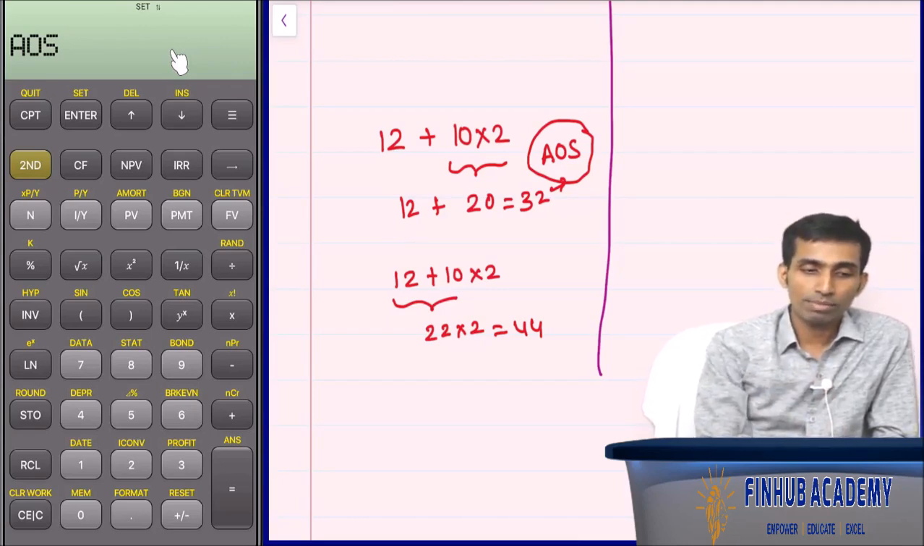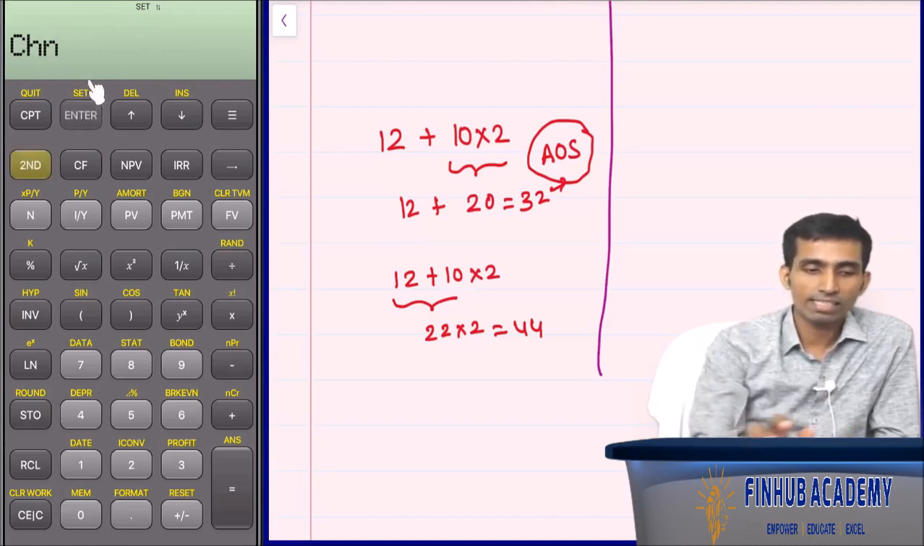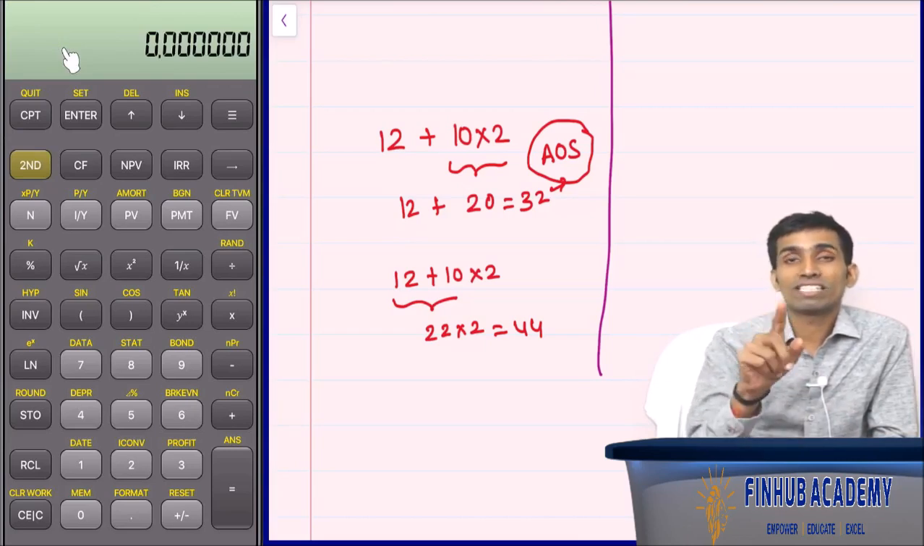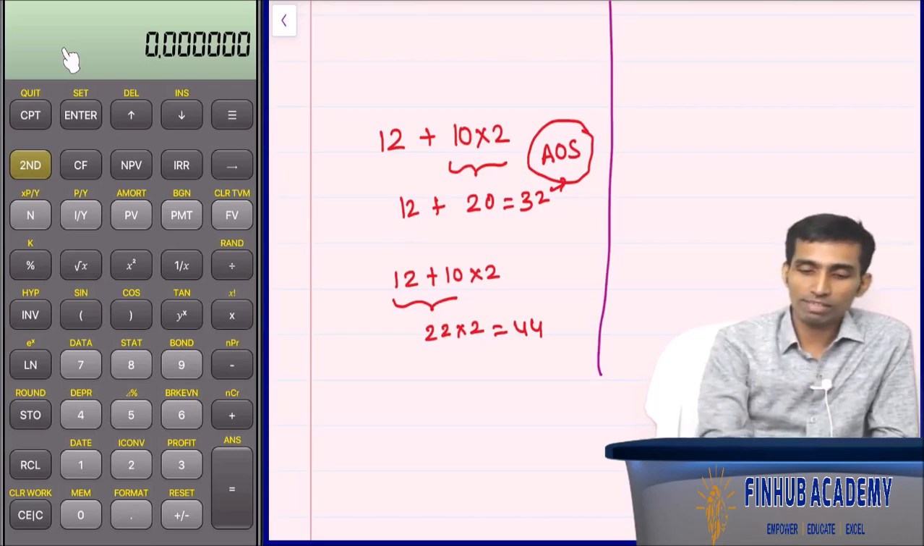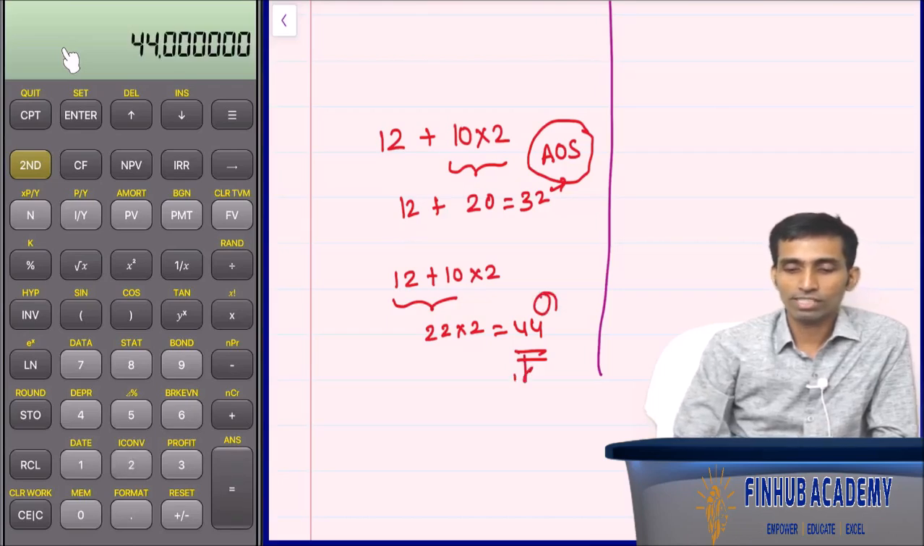If I press here, see, it is showing set, and for set I have to press second and enter. So to set this, second, set, see, now it is showing chain mode. Now I will press second, quit. Now this is on chain mode. Your default setting should be AOS, arithmetic operating system. Now see the same calculation: 12 plus 10 multiplied by 2. Answer is 44. This is your CHN mode. Answer will be wrong.